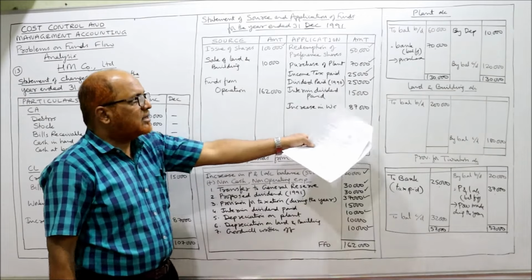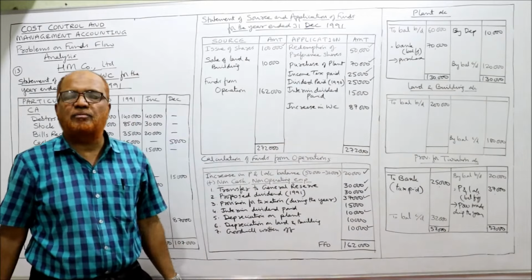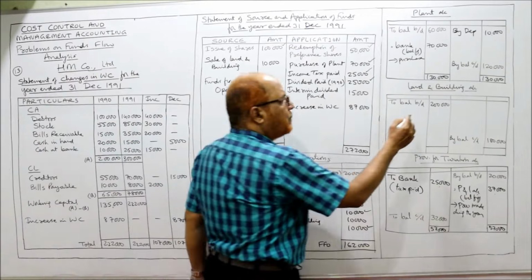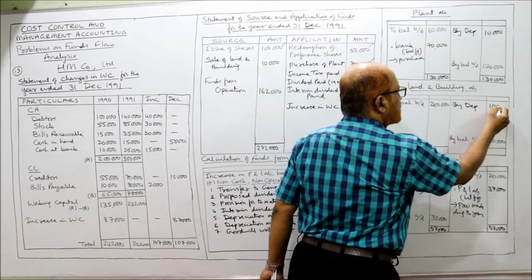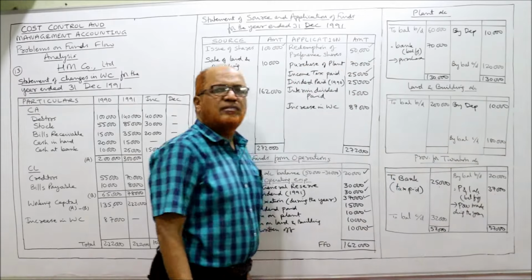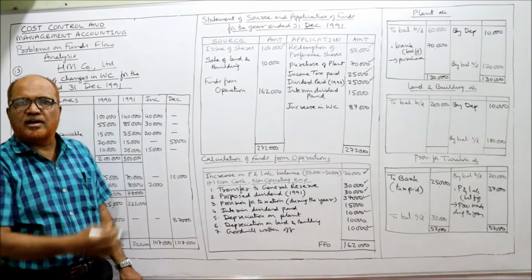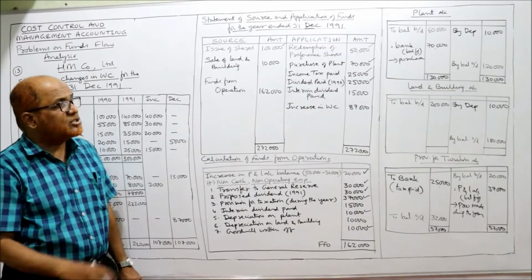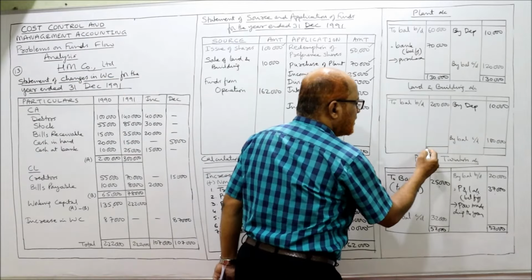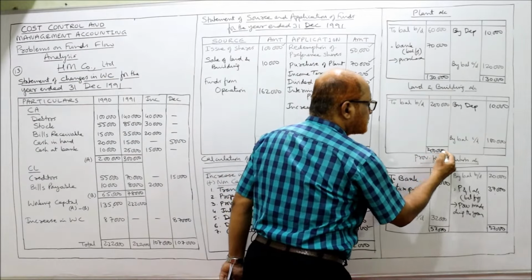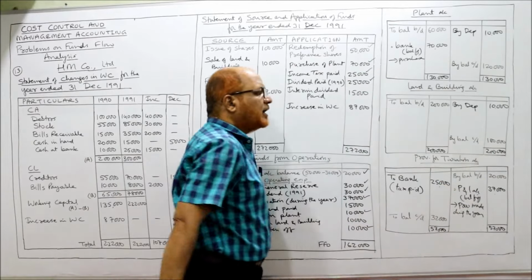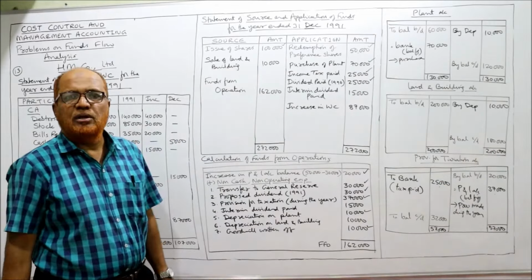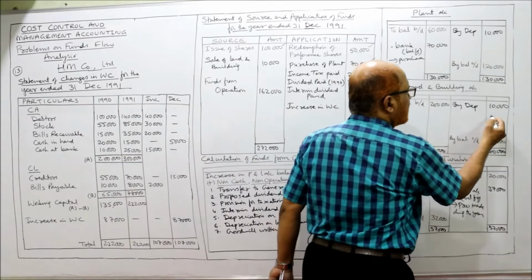Opening balance of building 2 lakh, closing balance of building 1,80,000. Depreciation, so by depreciation 10,000. Now see which side is more, debit side or credit side? Debit side is more, 2 lakh. So here I am taking 2 lakh rupees. Here also 2 lakh. So 2 lakh minus 1 lakh 90,000, 10,000 is the balancing figure here.